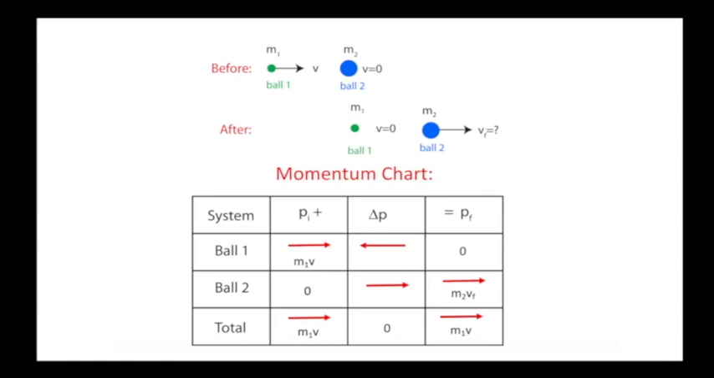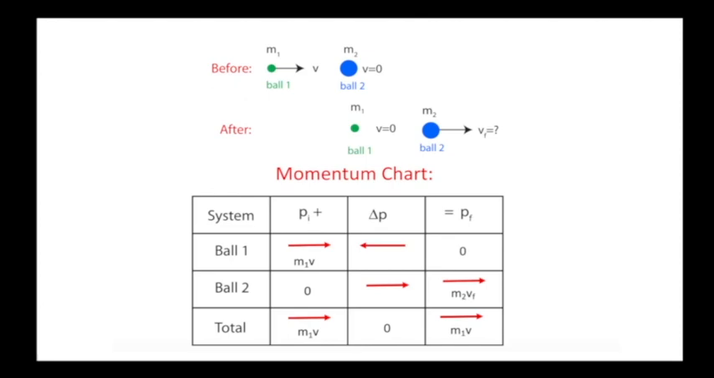Now we have this whole row, right? Our final momentum row saying that ball 1 is stopped. Ball 2 has this m2vf to the right. But we know what our total is. Our total final is just whatever our total initial was because there's no net force. It's conserved. So what we found, if we add this up, is 0 plus this has to equal this. In other words, m2vf equals m1v.